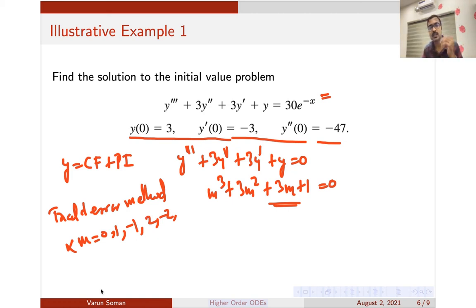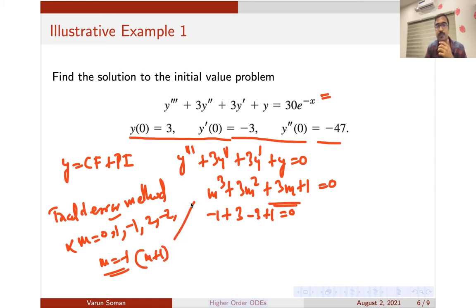So I will just check it out. I'll check for 1. If I substitute 1, it will not be 0. Now when I substitute minus 1, what will happen? It will be minus 1 plus 3 minus 3 plus 1, which is 0. That means m is equal to minus 1 is a solution. That means m plus 1 is actually a factor of this equation. So this equation could be written as m plus 1 into some quadratic equation. That is the idea.